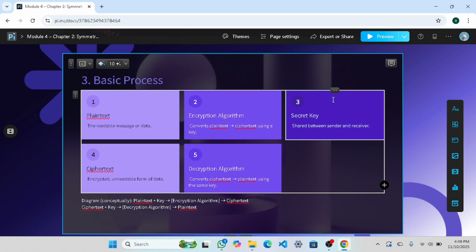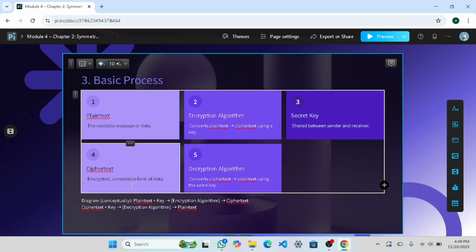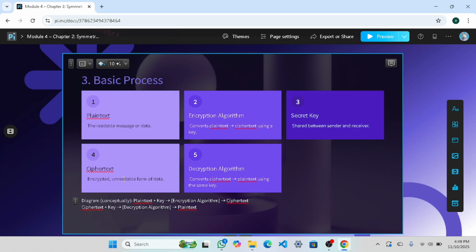Moving next, let's see some basic processes of symmetric cryptography. First one is plain text. What is the plain text? We have discussed it already in a previous video, and let's get to the recap. Plain text, the readable message or data. Then the encryption algorithm converts plain text into ciphertext using a key. Then a secret key shared between sender and receiver. Ciphertext is encrypted, unreadable form of data. Decryption algorithm converts ciphertext into plain text using the same key.